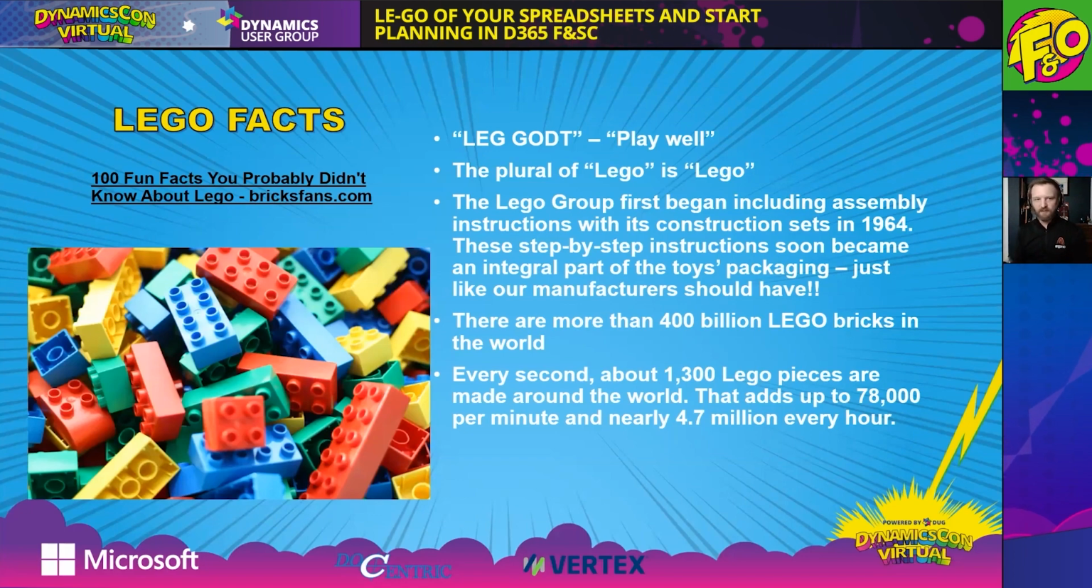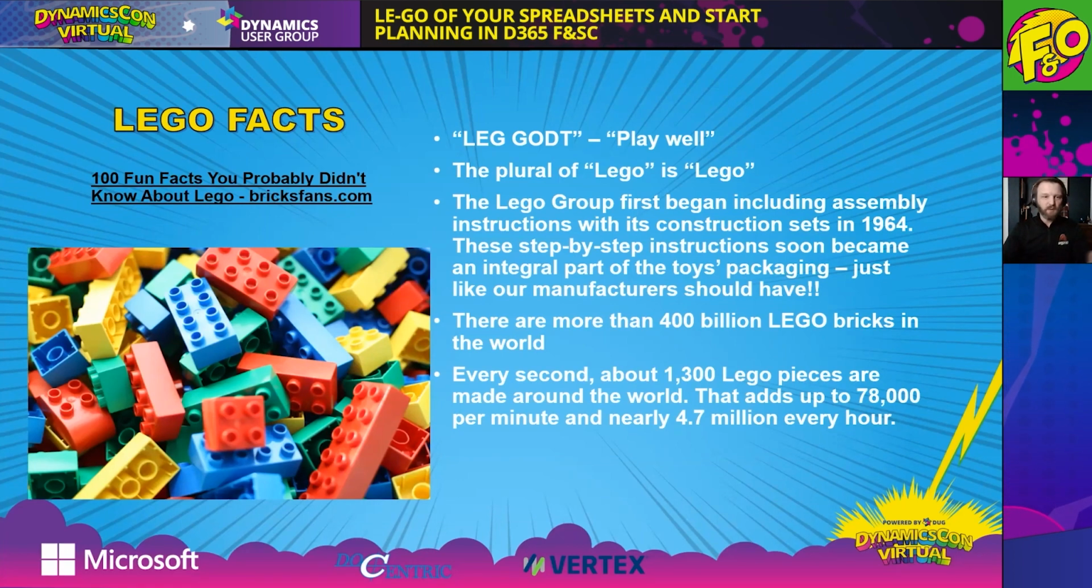And I put here a link, 100 fun facts you probably didn't know about Lego. What did Lego come from? This is a company that was founded in the 1930s. I think anybody who's listening today is probably already familiar with Lego. Lego, the Danish word, means to play well, and the plural of Lego is Lego. That's something I actually just found out. I always referred to it as Legos, but you really want to say Lego or Lego set or Lego bricks.